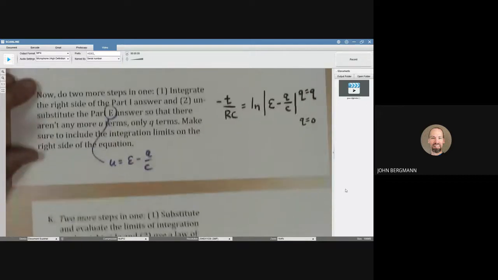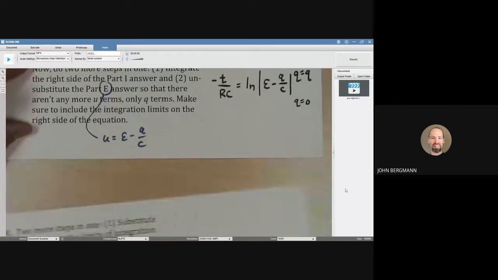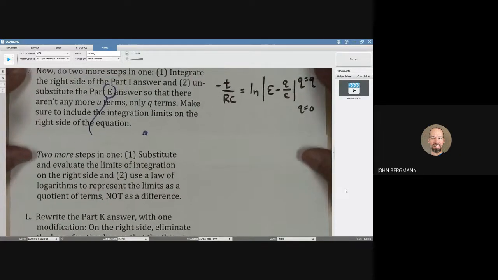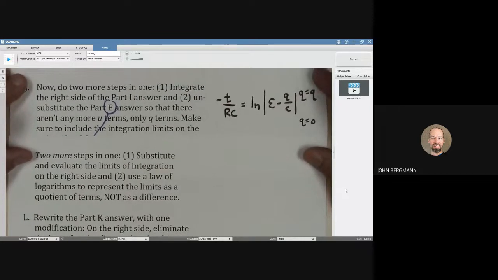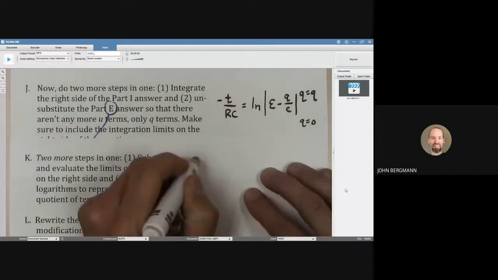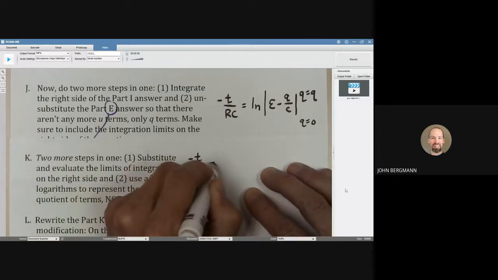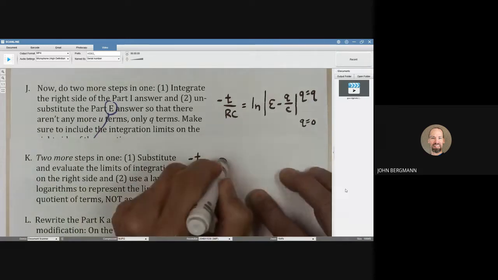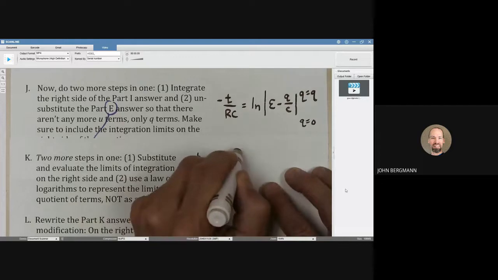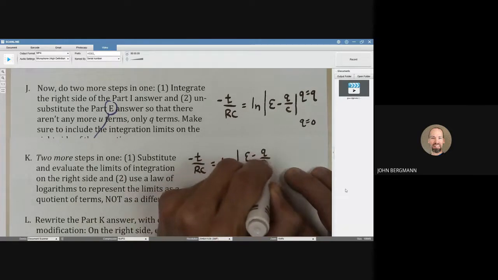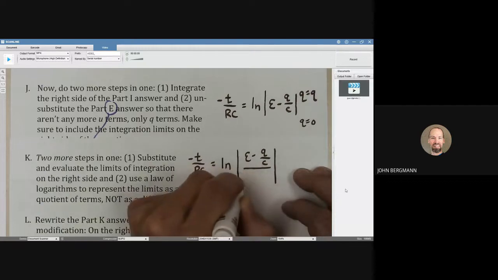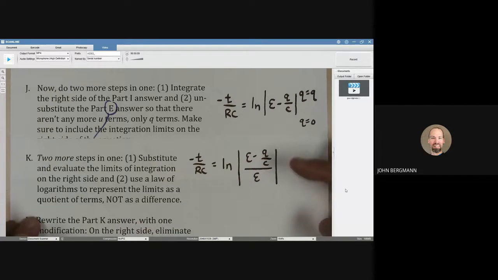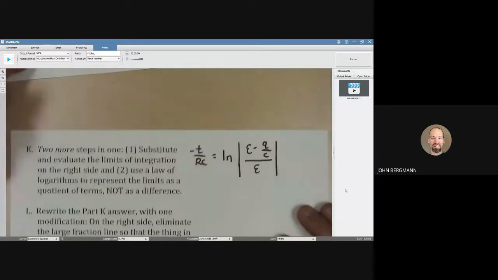Well, I'm thinking we're going to have to evaluate those limits in the next step. And sure enough, how about that? Let's evaluate the limits, and then we're going to use a law of logarithms to make that look a little bit simpler. The left side, once again, is unchanged, minus t over rc, and then we're going to put q in there for q, and then we're going to put 0 in there for q. So I think we're going to get the log of E minus q over c in the numerator, and then in the denominator, we'll just get E. And there's our law of logarithms, where subtracting logarithms and dividing logarithms gives you the same sort of thing.